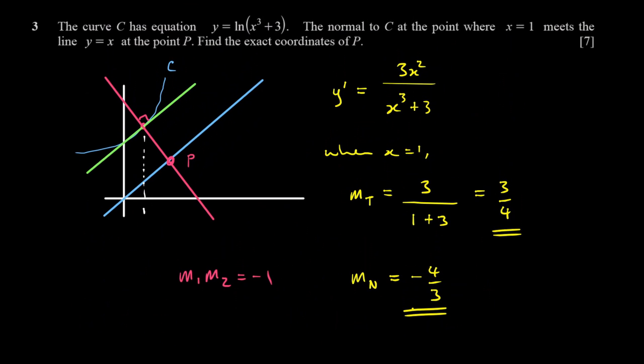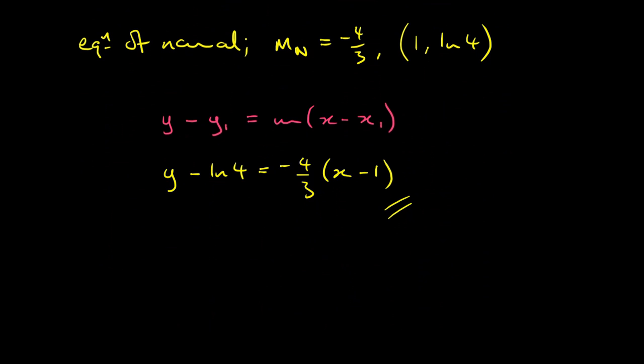What are we being asked to find? We're being asked to find the intersection of that normal with the line y equals x. So in other words, we're asked to solve simultaneous equations. We're asked to solve this equation, equation 1, simultaneously with the line y equals x, equation 2. Well, that's kind of easy. We're just going to substitute y equals x into here.